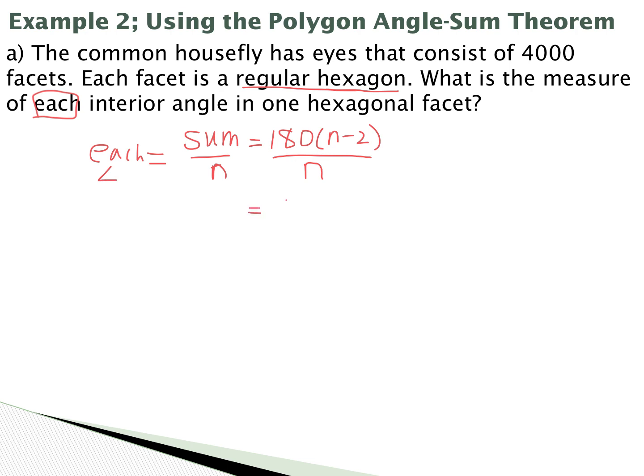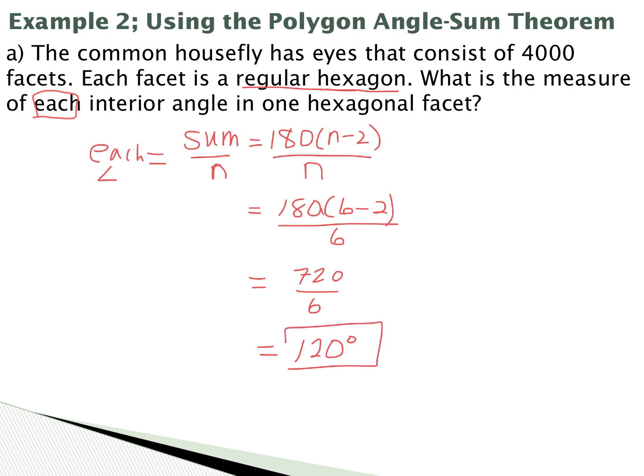So that means 180 times 6 minus 2 over 6. So that comes out to be 180 times 4, which is 720, divided by 6, which will give us a 120 degree angle for each angle of a regular hexagon.